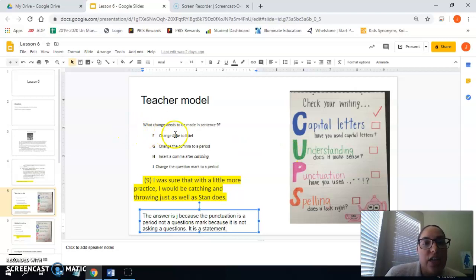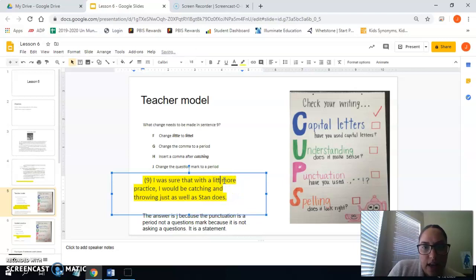So it says, what change needs to be made in sentence 9? So I'm going to read it. I'm sure with a little more practice, I will be catching and throwing just as well as Stan does. So change little to... little. So F says change little. So that would be spelling. And here, let me spell that. So let me change it to see how it wants to be. And right there, if I press that, it's telling me that there's an error. So it's not F. So now let's go to G.